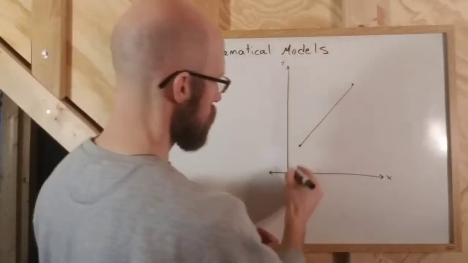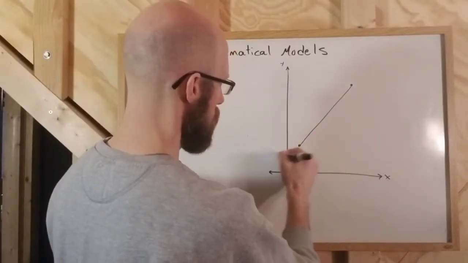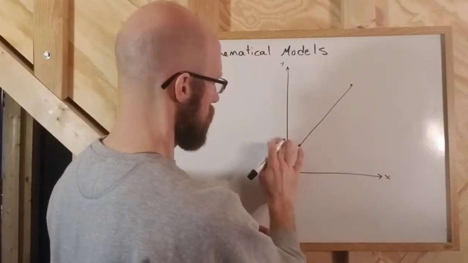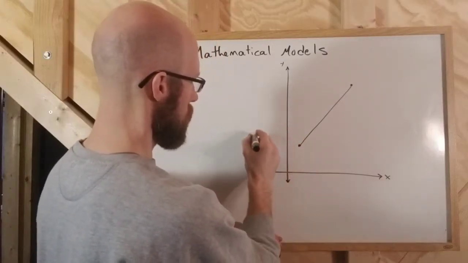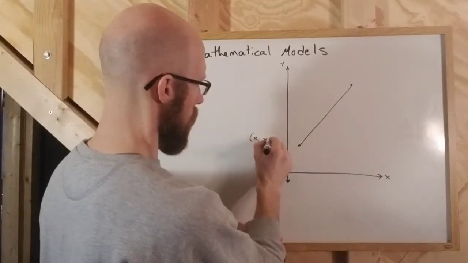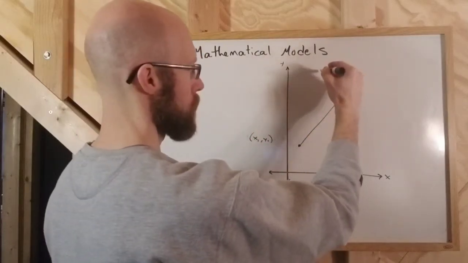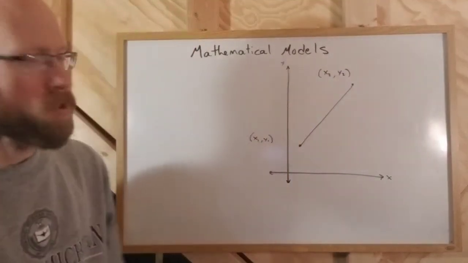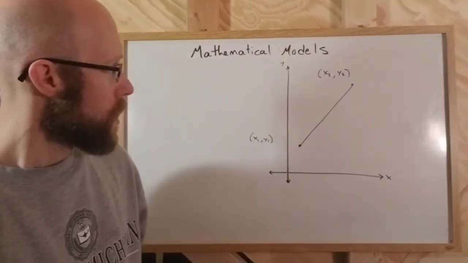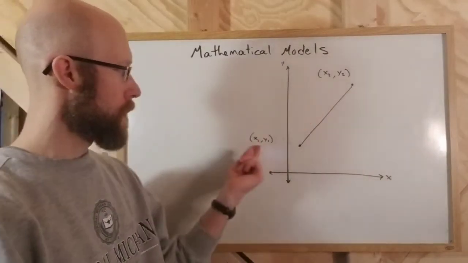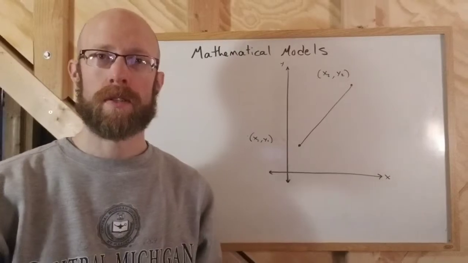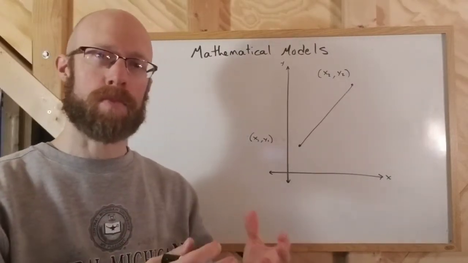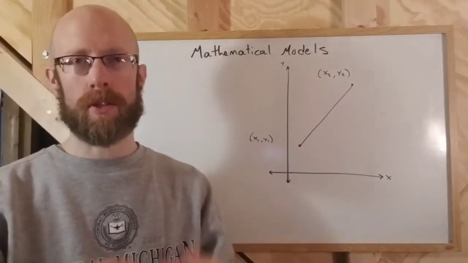The first point here, let's label it as x1, y1. And the second point up here, I'm going to label as x2, y2. So there's 2 points. Both of them have x coordinates, both of them have y coordinates, but we designate them as x1, y1 and x2, y2. The subscripts just separate the 2 points off.